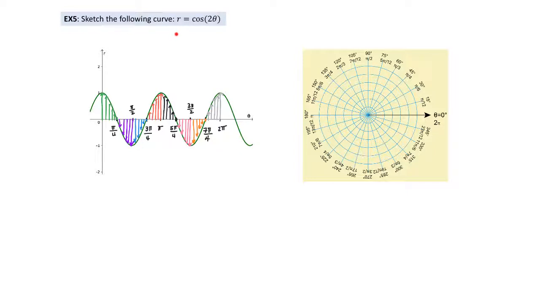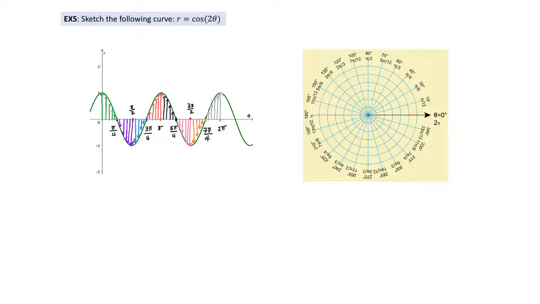Example 5 is asking us to sketch the graph r equals cosine 2 theta. Again, just as before, I started with sketching r equals cosine 2 theta in the traditional sense. You can see my sinusoid here. Because we have 2 theta as part of our angle, that means 2 complete revolutions within 2 pi. I don't care what happens after 2 pi because repetition occurs. So from 0 to pi, I have 1 cycle. From pi to 2 pi, I have another cycle.